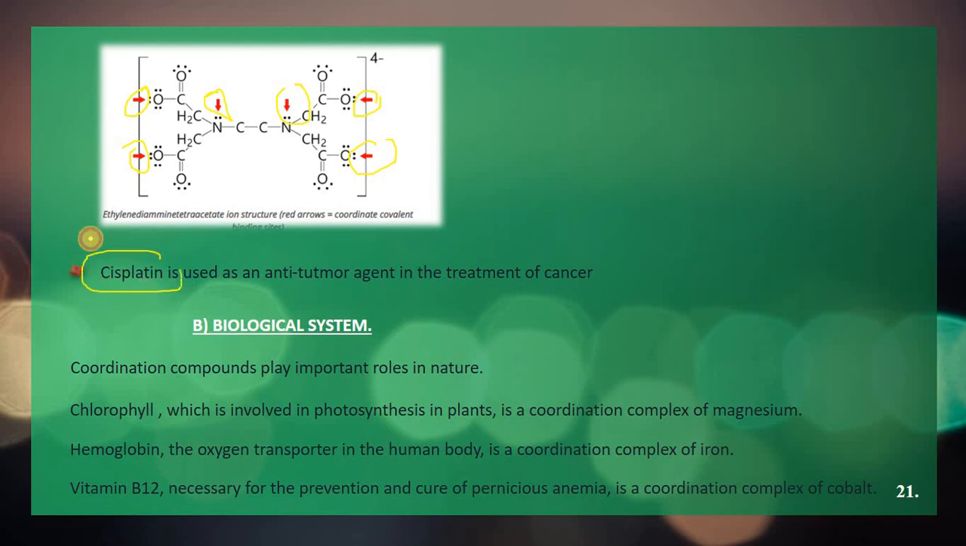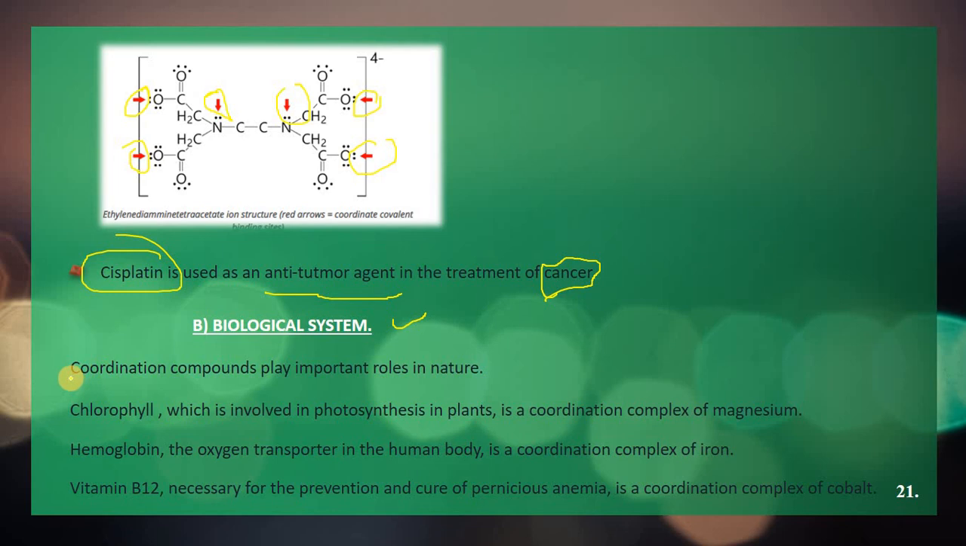Another example is cisplatin. Cisplatin is used as an anti-tumor agent in the treatment of cancer. We all know that cancer is the most detrimental disease that is taking place now. So cisplatin is used as an anti-tumor agent. That's under the medicinal subtopic.